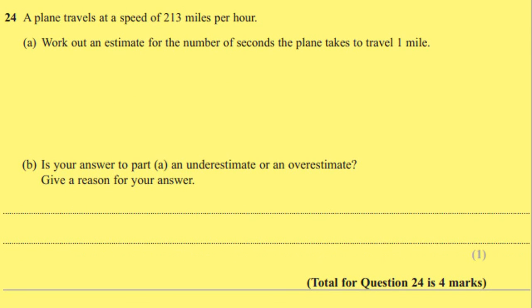Moving on. A plane travels at 213 miles per hour. Work out an estimate for the number of seconds it takes for the plane to travel 1 mile. Now, estimate is what we're going to pay attention to. If it's travelling 213 miles per hour, you should know that when you're estimating, you round to one significant figure. Is this closer to 200 or to 300? Seems pretty obvious that that's 200. So the plane travels 200 miles in 1 hour.